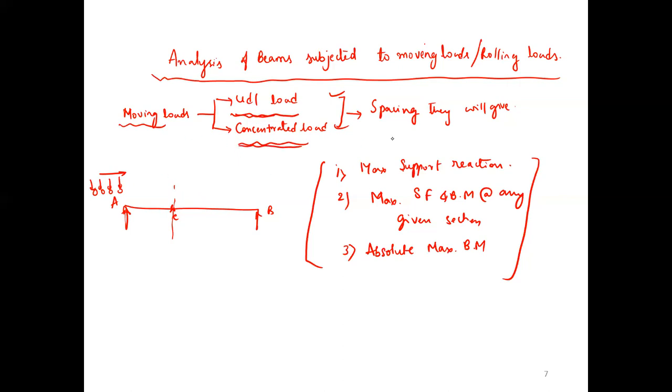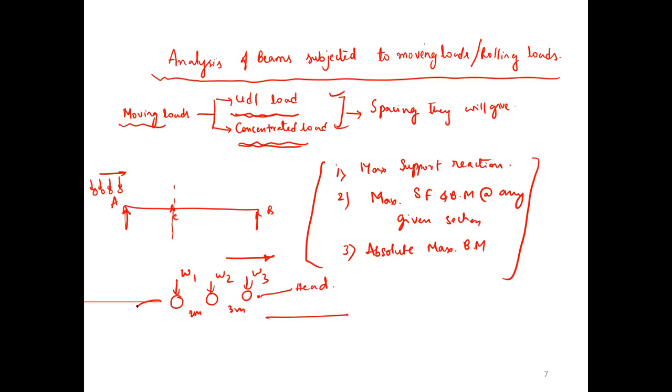That's a train of loads. Here is a train of concentrated loads, which implies, say, W1, W2, and W3, with fixed spacing. It may be 2 meter, 3 meter, moving in a direction like this. Generally, the first load is called the head, and the last one is called the tail. In some questions they may say the head is moving or the tail is moving, so they may ask like that in MCQ questions.